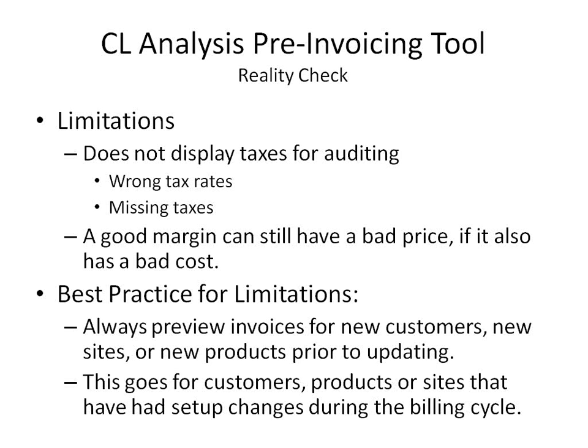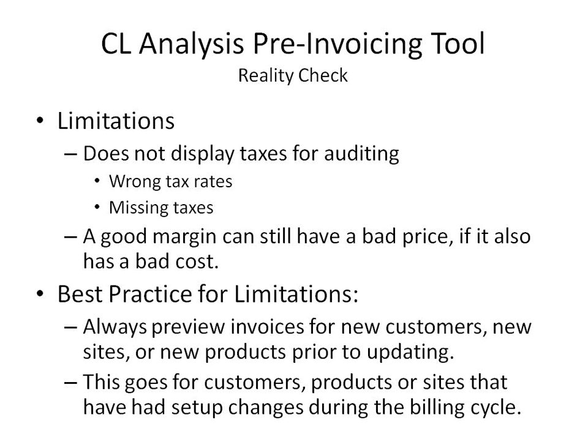And a good margin can still have a bad price if it also has a bad cost. So your margins might look good, but if your costs and your prices are equally bad, then you could still show a margin. So I'm not saying that you need to look at anything else, but it is going to prevent you sending stuff out with poor margins. How do you deal with those limitations? Well, the first is always preview invoices when you've got new customers, new sites, or new products. Preview those invoices prior to updating. Go in and really take a look at them.